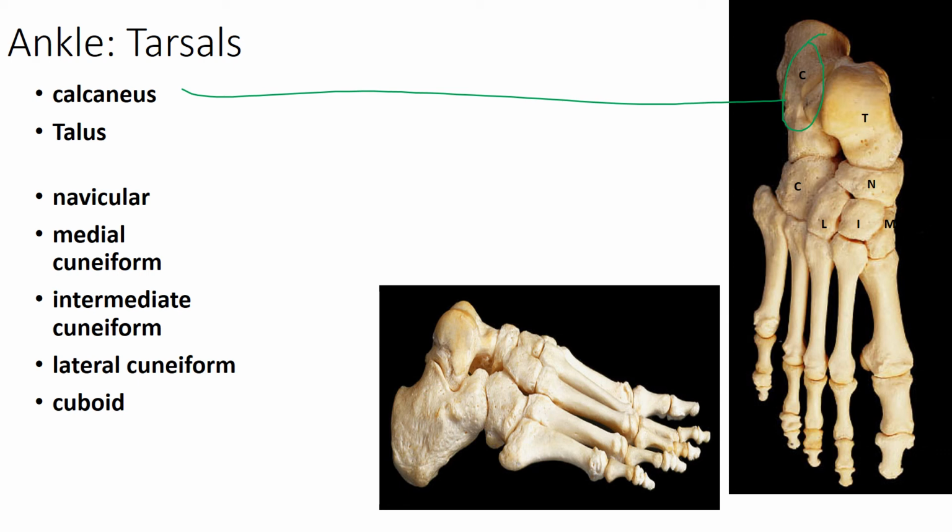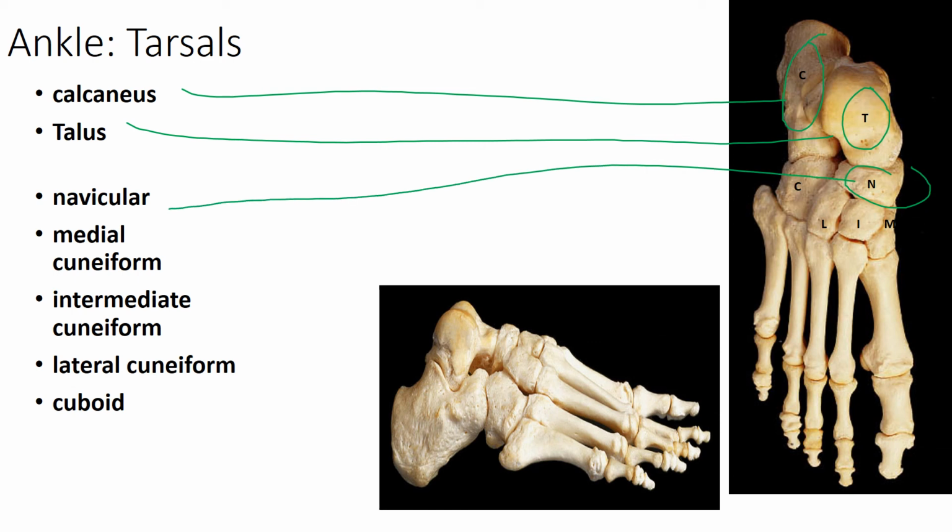Then we have the superior-most bone, and this is the second largest bone, the talus. The superior aspect of the talus will articulate with the articular surface of the tibia, and then the navicular bone will be on the medial side of the ankle.